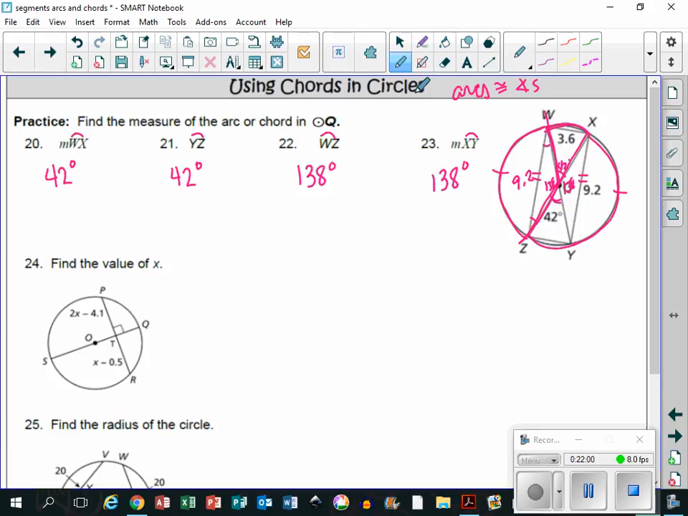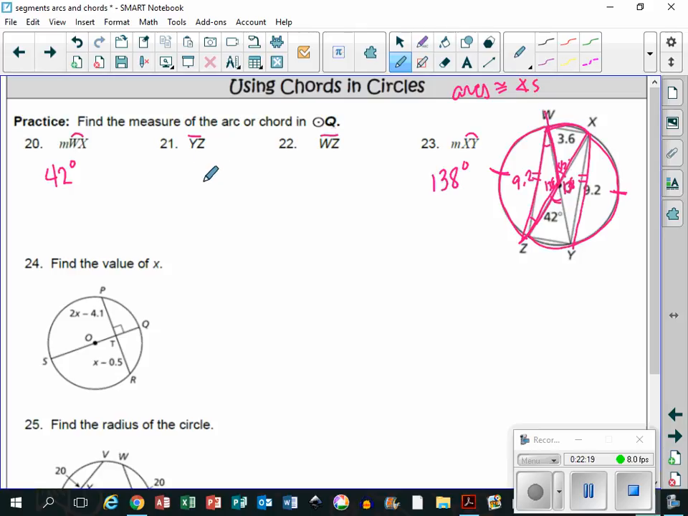Let's see, I lied here. These should not be arcs. They don't have a little M in front of them. They actually want the length of these segments, so I apologize. So, like I said, if this arc is equal to this arc, then this chord is equal to this chord.